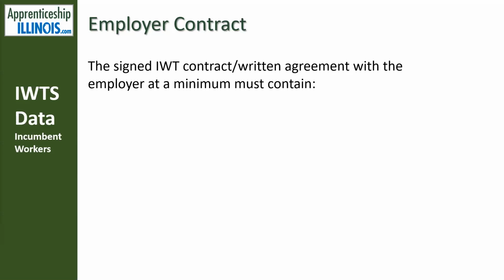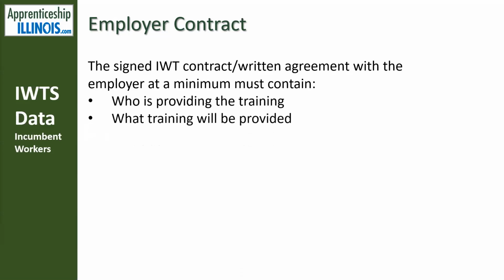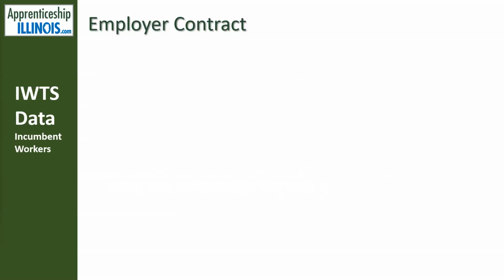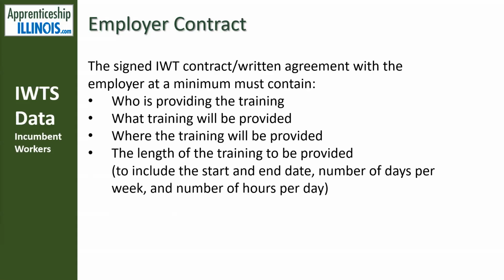Okay, the employer contract, you've got to have it in writing with the company as to what it is you're going to end up paying them for. So the contract needs to identify who's providing the training, what training will be provided, basically it's the who, what, where, when, and how.